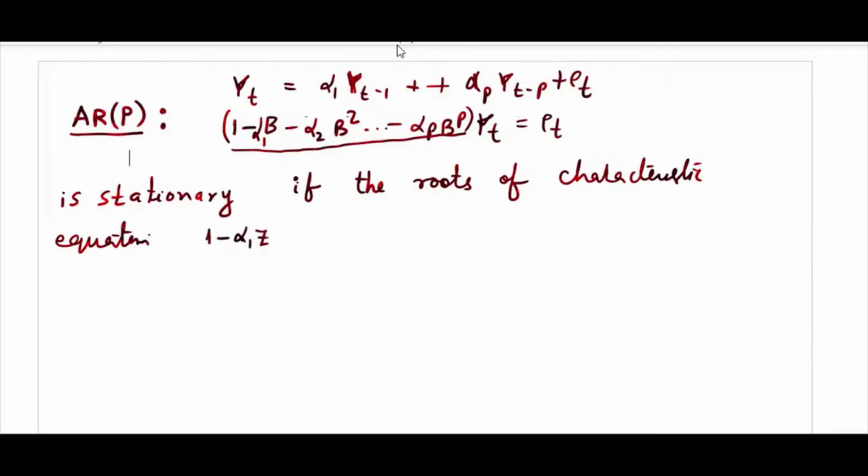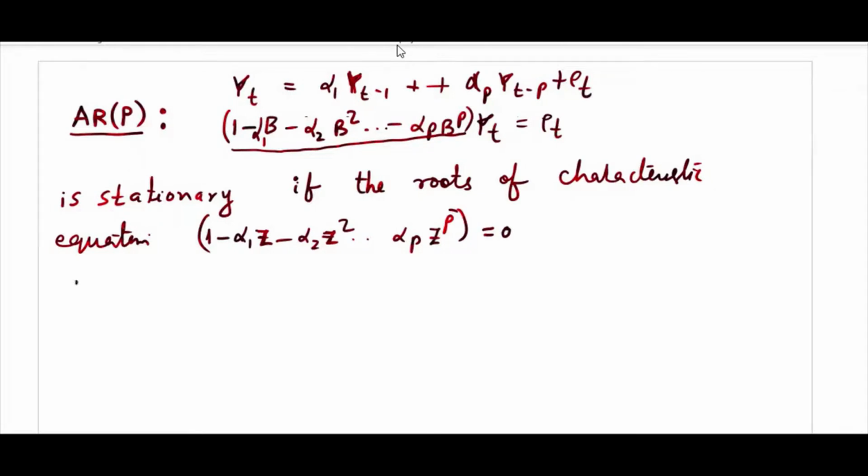1 minus alpha 1 z minus alpha 2 z square, and so on up to alpha p z^p, is equal to 0. This is called the characteristic equation. We don't need the proof of this one. Just remember the roots of this equation. You can remember this way.